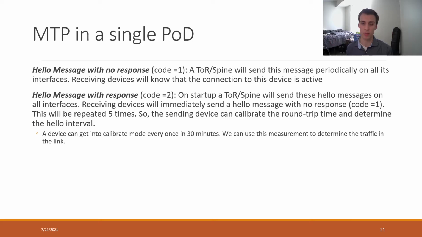Here are the MTP message types in more detail. Hello with no response is code 1 and is periodically sent out all interfaces to let other devices know that the device is still active. Hello messages with response is code 2. This is the hello message that is used to calibrate the round trip time to calculate the hello interval. The message is sent out all interfaces on startup.